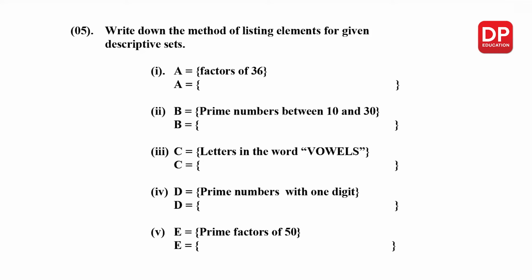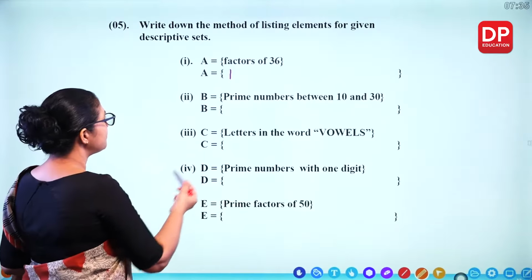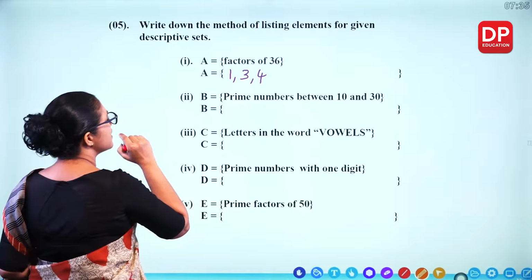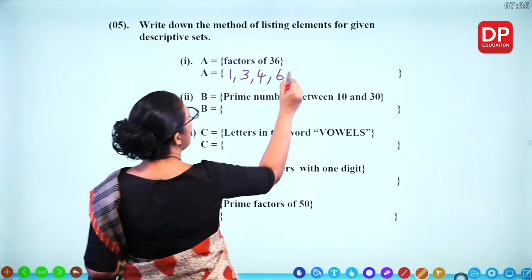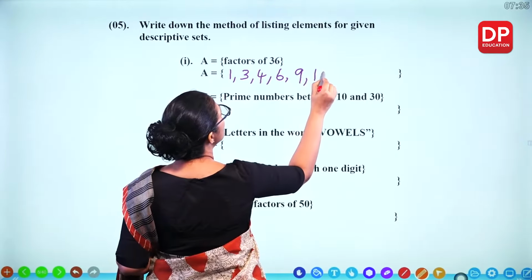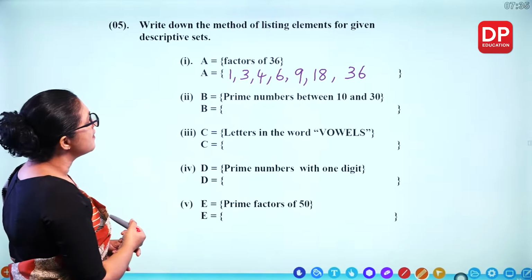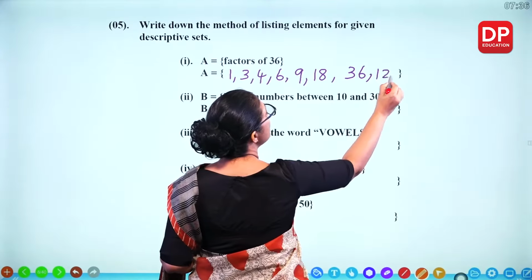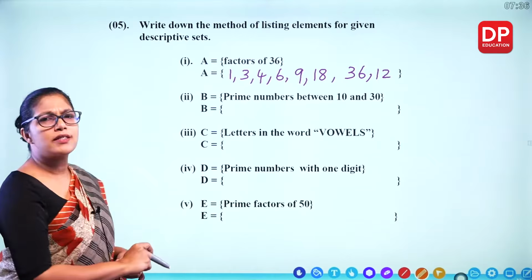Write down the method of listing elements for given descriptive sets. Factors of 36. What are the factors? 1 and 36 are factors. Then it's divisible by 3, so 3 is a factor. What else? 4 times 9, 4 is a factor. 6 times 6, 6 is a factor, but we don't write 6 twice. And 8 no, 9. Then 18, 18 times 2. Then 36. And we forgot 12, 12 times 3 is 36. So here we can write, no need to write in order. All elements you have to write inside, so 12 also you can write. So those are the factors of 36.